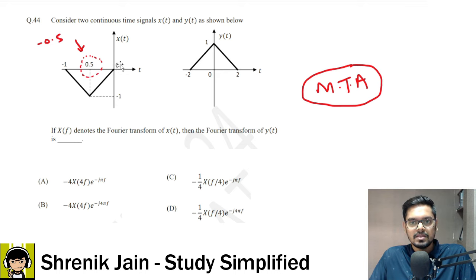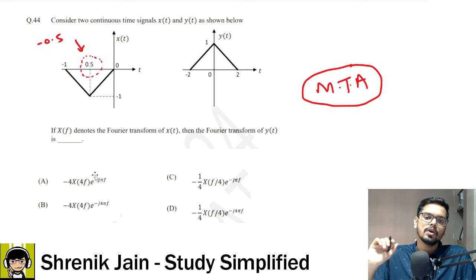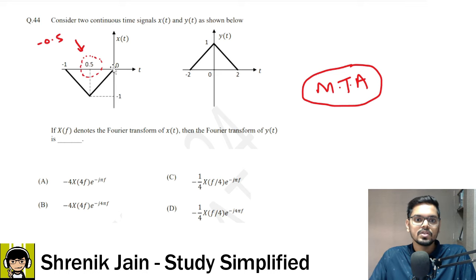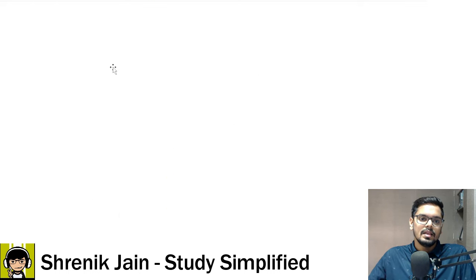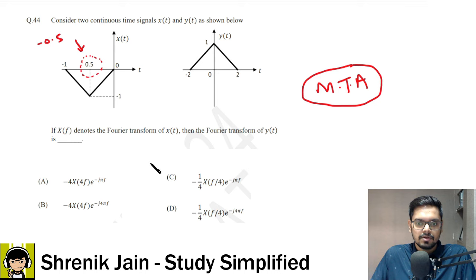So x of t is given, y of t is given. If capital X of f denotes the Fourier transform of x of t, what is the Fourier transform of y of t? This is what they are asking. So we will develop the relation of y of t in terms of x of t, and then go further for the Fourier transform. Because we can see the answer is in terms of capital X of something, the relation should be developed. That is the basic idea behind how to approach the question.